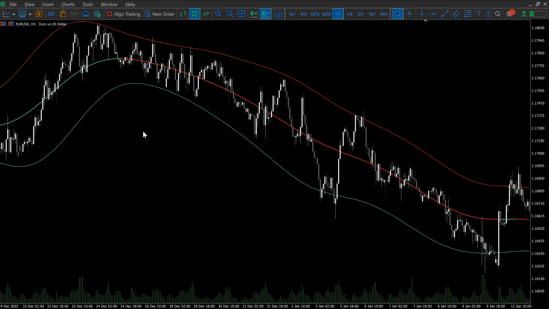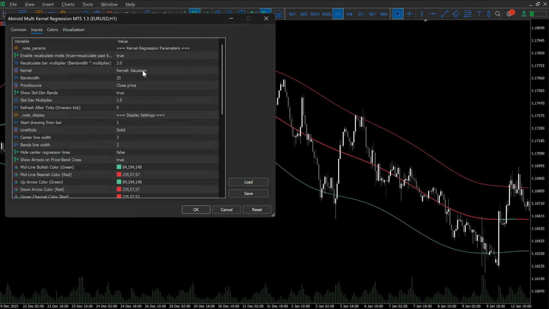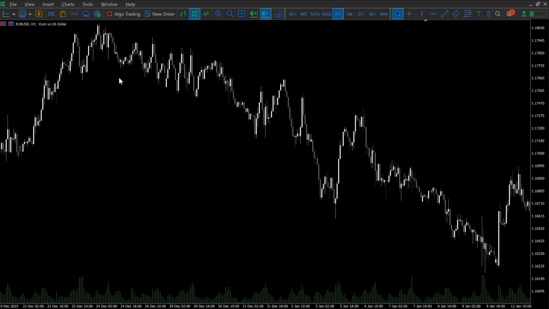And if you set the bandwidth once again to much higher, like say 75 or 50, in that case you will get those long swings and the overall trend.